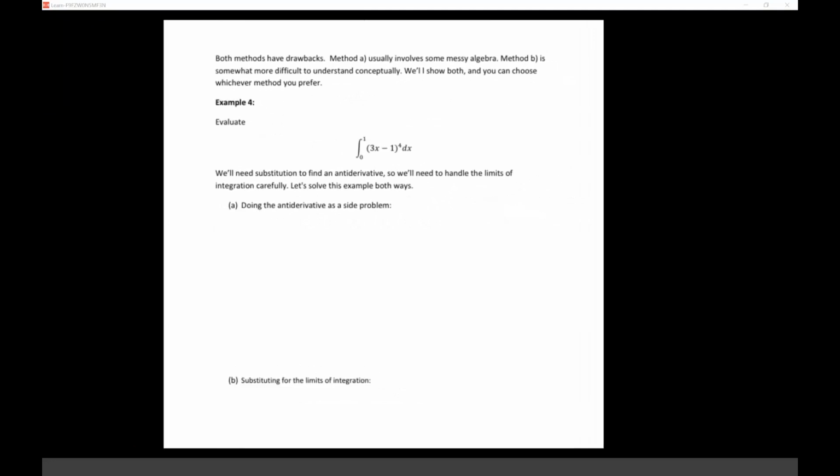So both methods have drawbacks. A usually involves some messy algebra, but it's just like the antiderivative case, so there's no new strategy to remember. Method B is difficult to understand conceptually, that you're changing your integral bounds from x bounds to u bounds, but it's shorter. It's not as messy because you don't have to do the substitute back. We'll show you both. If you're doing this in a class, your instructor may tell you which to use. If you're just doing calculus on your own, the choice is whichever method you prefer.